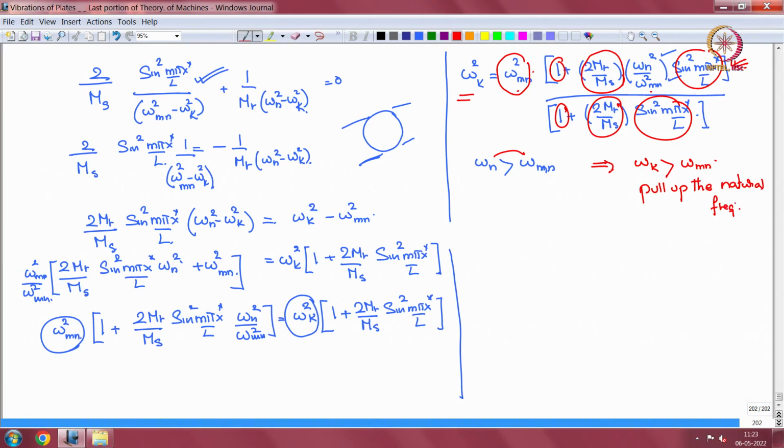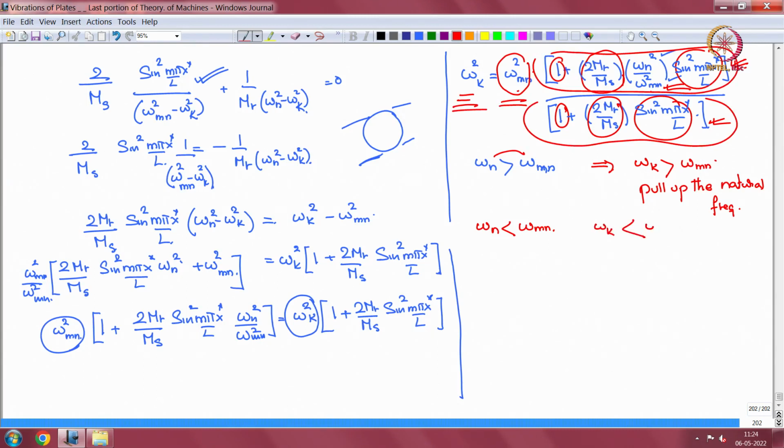Okay. Whereas when omega n itself is less than omega mn, then the numerator is smaller than the denominator. All terms remaining same, this is smaller than 1. And therefore omega k is smaller than omega mn. Okay, that is the ring stiffening effect.